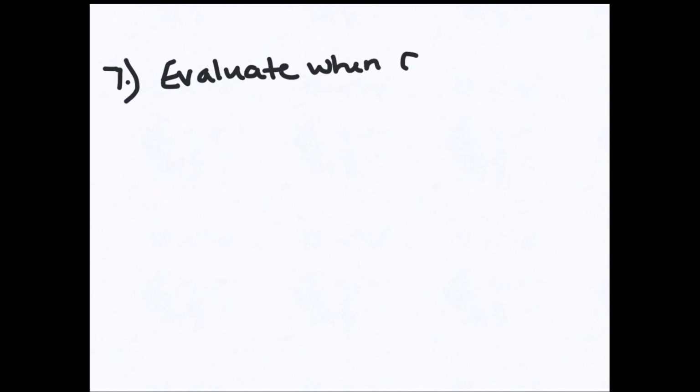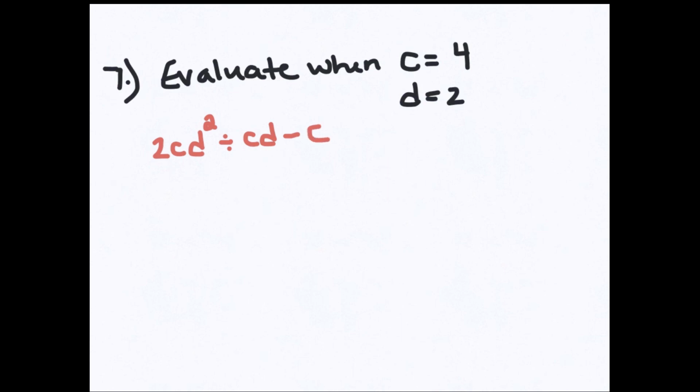All right, we got one more. Number 7, last one. We are going to evaluate when we have 2 variables this time. C equals 4, D equals 2. Our expression that we're going to work with is 2CD squared divided by C times D minus C. Oh my goodness.